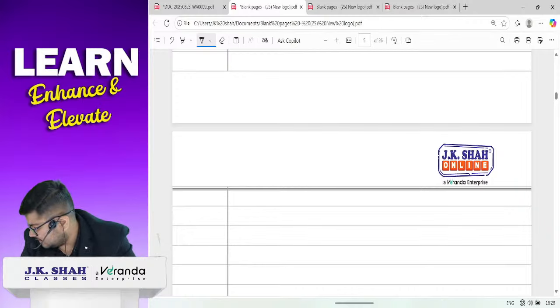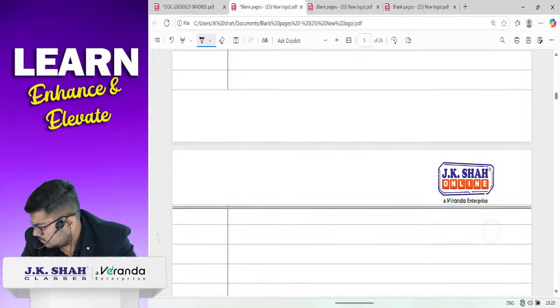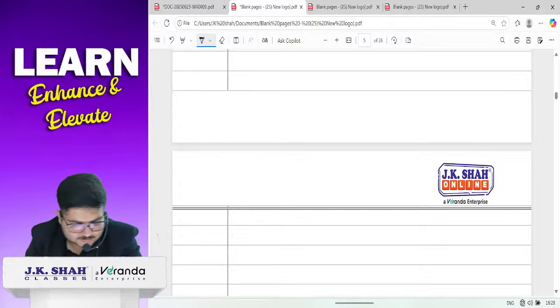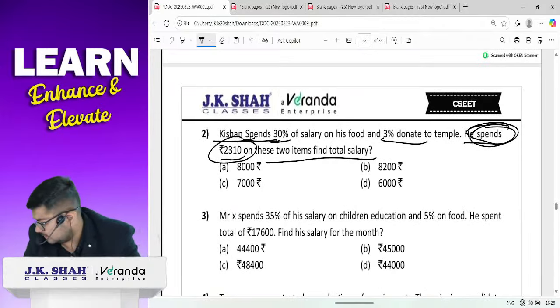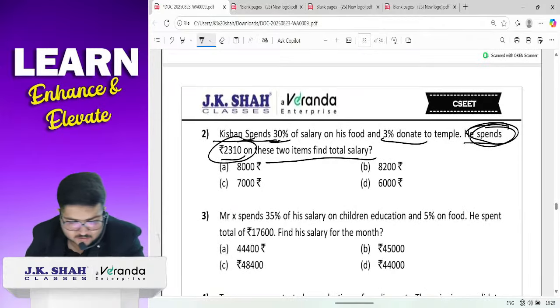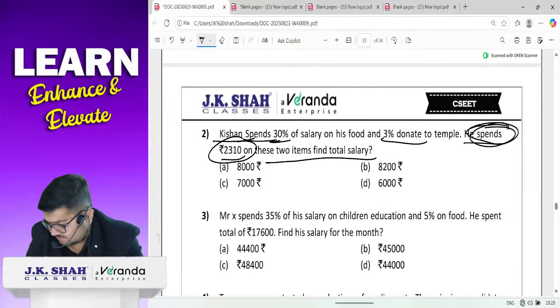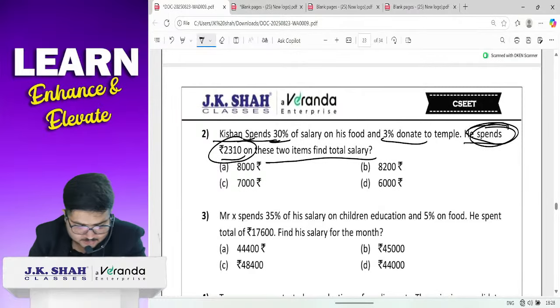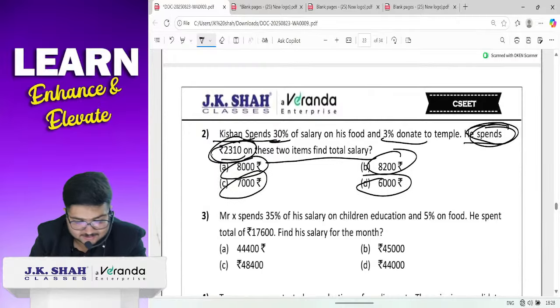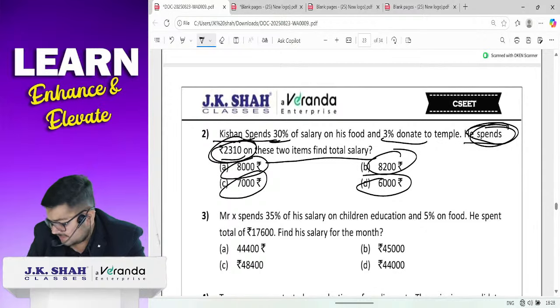Can we do 1/3 of each option? Yes, you can do 1/3, but actually the answer will not be accurate. But yes, 33% is 1/3, right? So you can find out 1/3 of each option. If the answer is around 2310, that will be right.